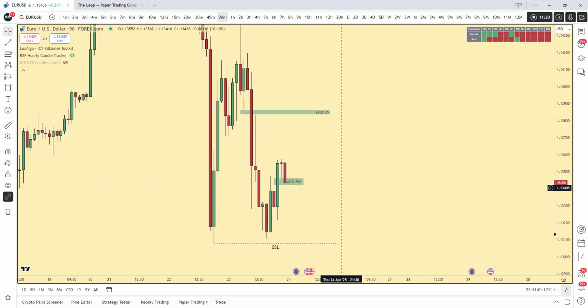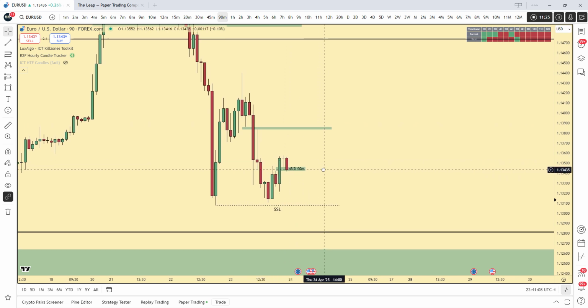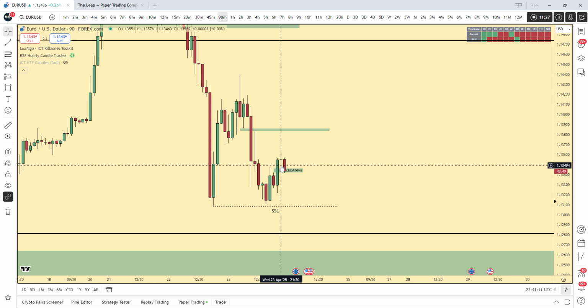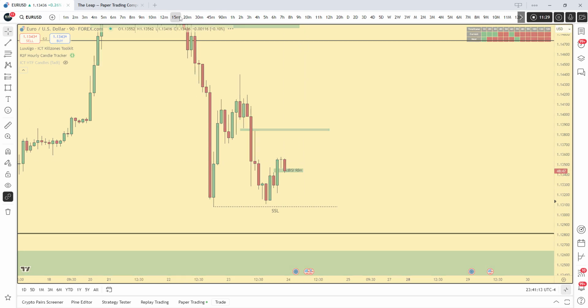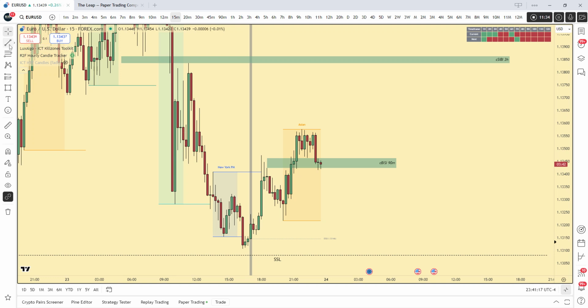Tempting to chase the price down. I was in a short, but I took it out here. I just don't want to risk it. It's a new day. I want to see what happens. Okay, so let's frame a trade for today.